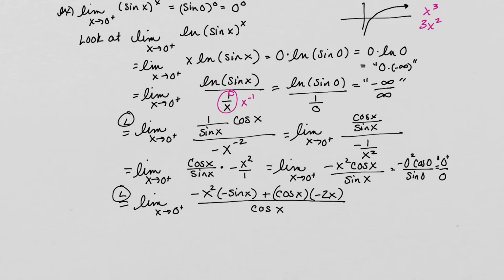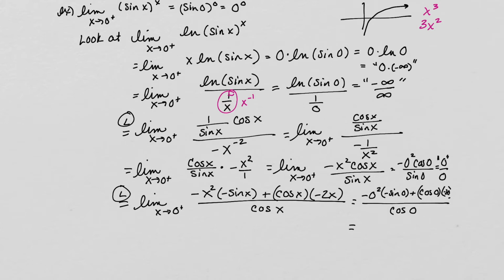And now I'm at a point where I can plug in. So we're going to get minus 0 squared times minus sine of 0, plus the cosine of 0 times minus 2 times 0, divided by the cosine of 0.